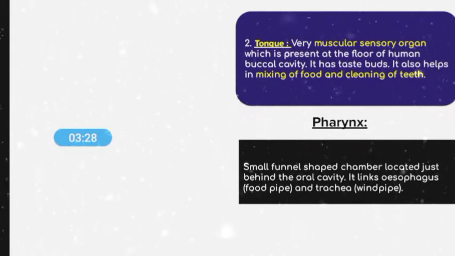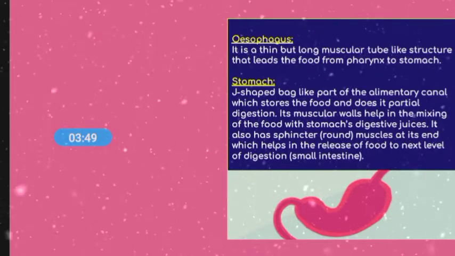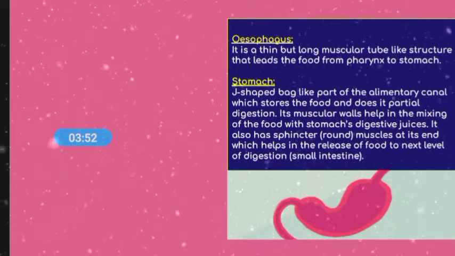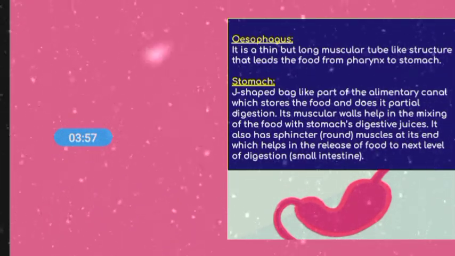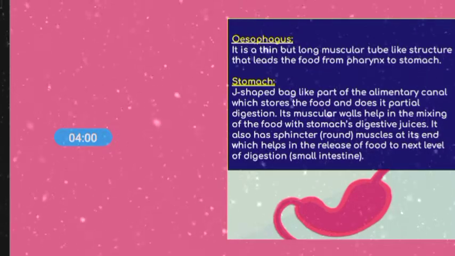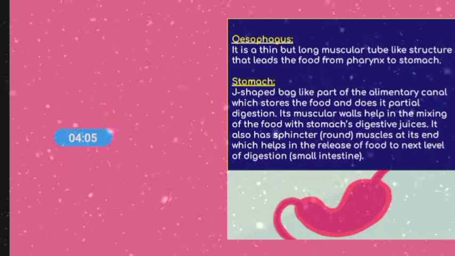Tongue. A very muscular sensory organ which is present at the floor of the human buccal cavity. It helps in mixing of food and cleaning of teeth. Pharynx. A small funnel-shaped chamber located just behind the oral cavity. It links the esophagus and trachea. Esophagus. It is a thin but long muscular tube-like structure that leads the food from the pharynx to the stomach.